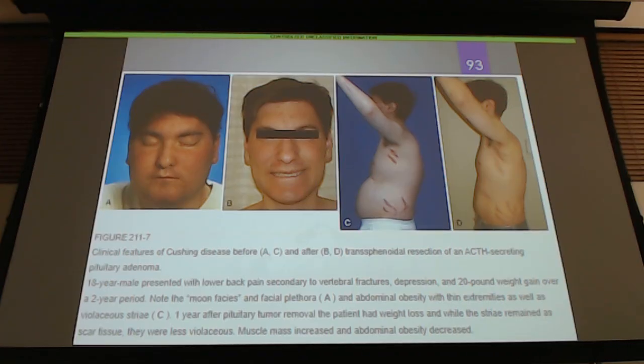So here he is again. A and C are pre-treatment, and B and D are post-treatment. So he had the surgery, the transsphenoidal resection, and you can see it looks very different. Obviously, the purple striae still stay. Okay, so that's just to get perspective.